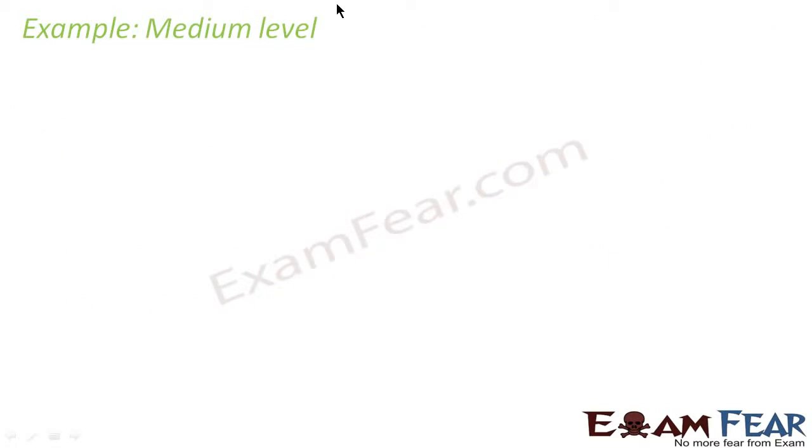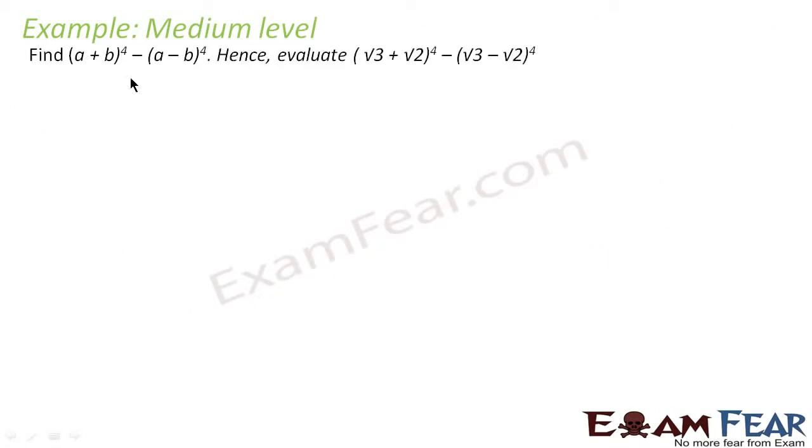Let's take one example which is medium level. Here we have to find (a plus b) to the power 4 minus (a minus b) to the power 4, and then we have to evaluate this. So we have to do this using binomial theorem. We know how to expand (a plus b) to the power 4, and we know how to expand (a minus b) to the power 4. So let's take this part first.